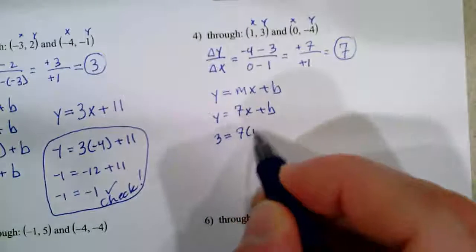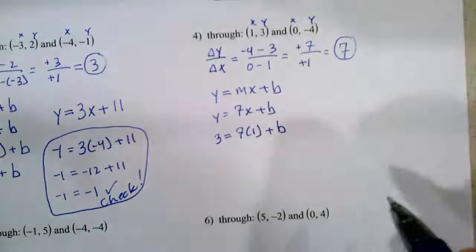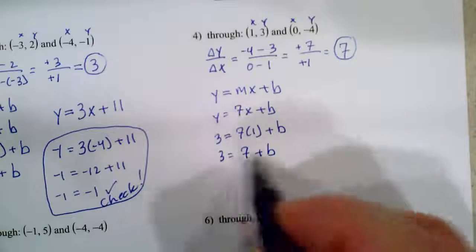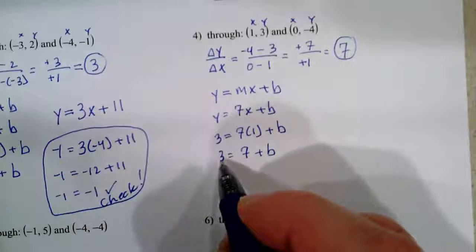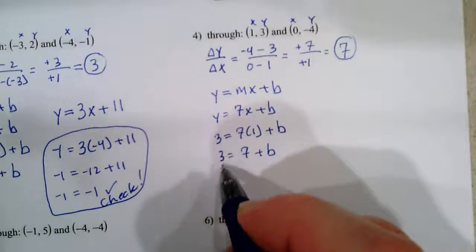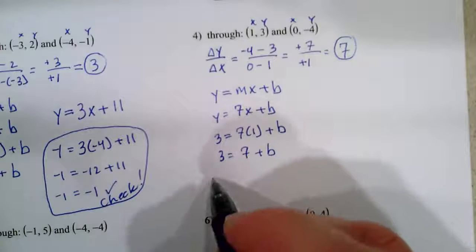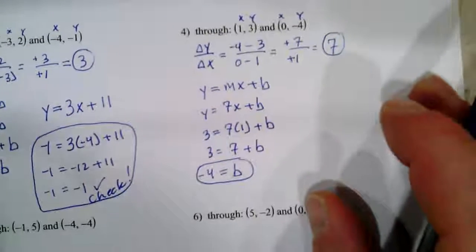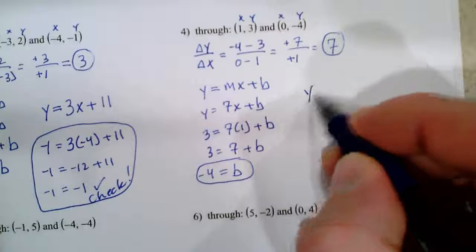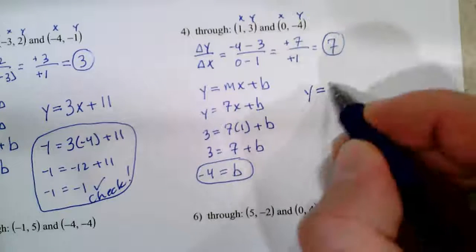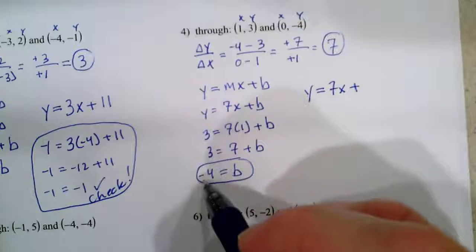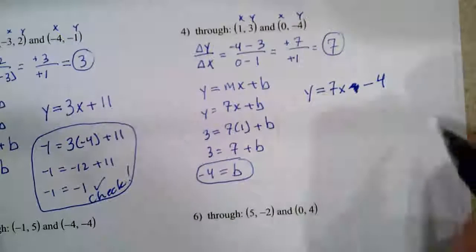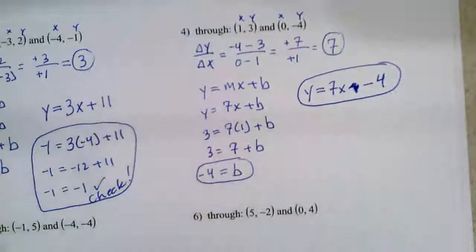Our x is 1 plus b. 3 equals 7 times 1 is 7 plus b. Subtract 7 from both sides. Well, 3, take away 7. That goes down 3 units to get to 0, down another 4 to get our full 7. Negative 4 equals b. So we have the same thing either way. Let's write out our equation. Y equals m, that's 7, x plus b, and that's a negative 4, so actually I'll write this as minus 4, 7x minus 4. All right, good luck with the rest of these.